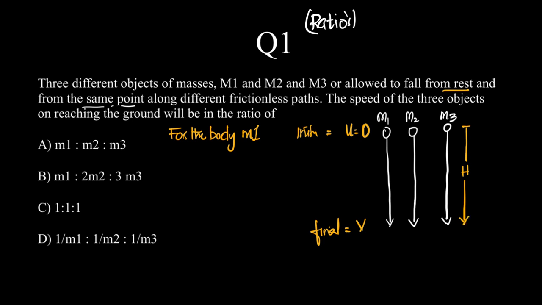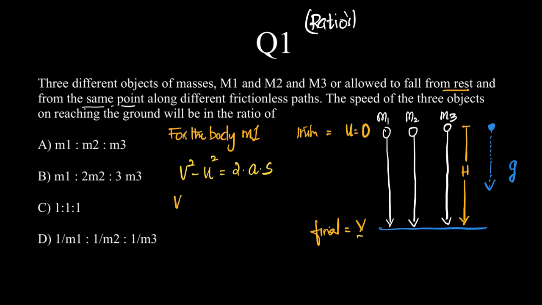And when it hits the ground, the body will be hitting the ground with velocity v, which will be accelerated and not decelerated, accelerated by acceleration due to gravity. Now, for the first body, let us take the equation of motion: v square minus u square is equal to 2as. The final velocity here is v.